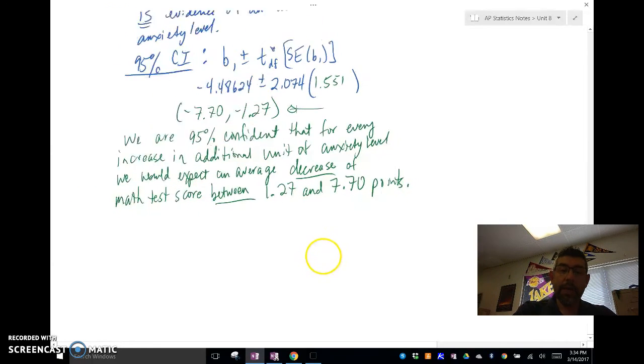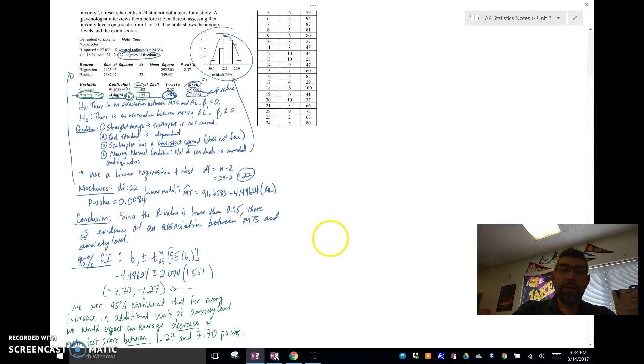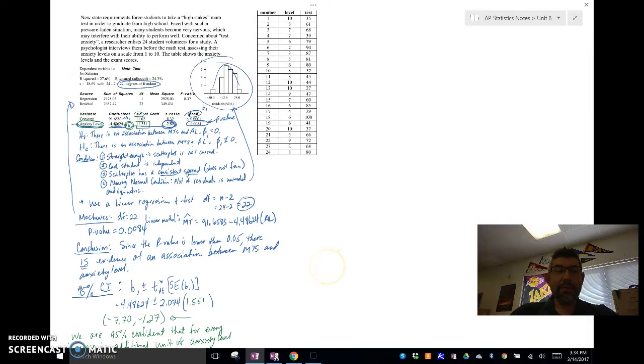So there you go, guys. This is inference for regression. The good news is the mechanics for that are all from a computer output, so it's really important that you learn how to read that computer output.